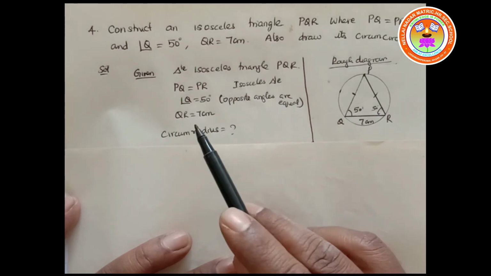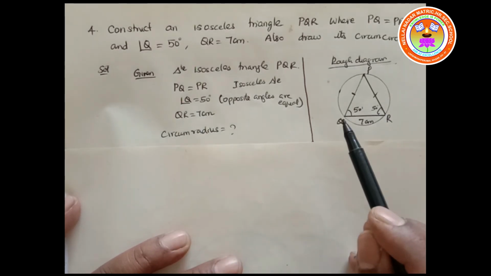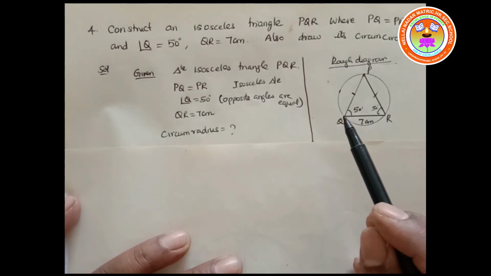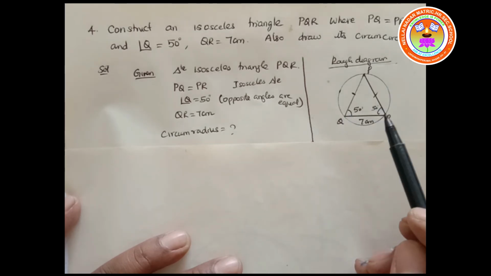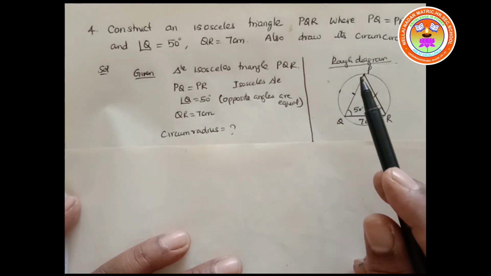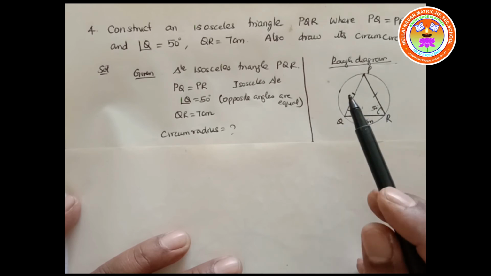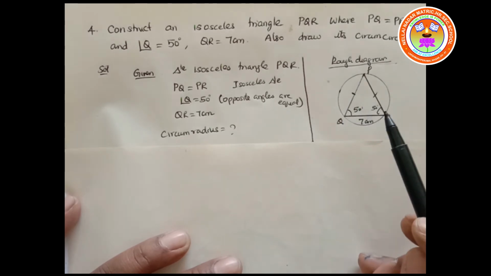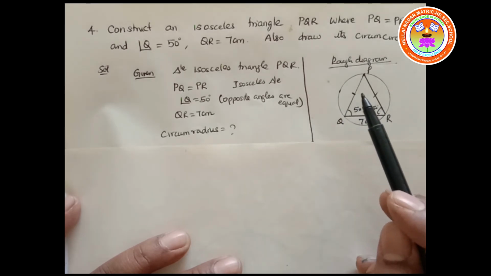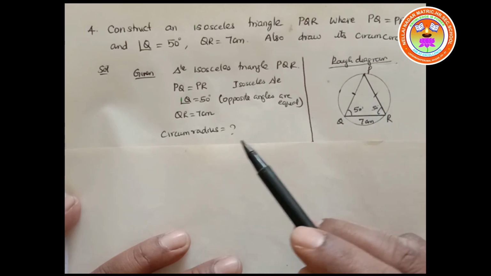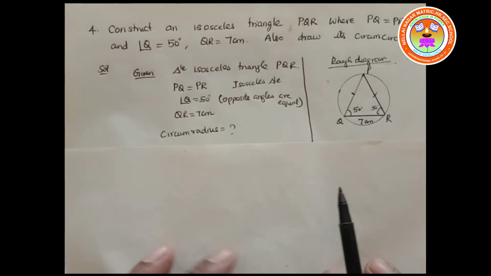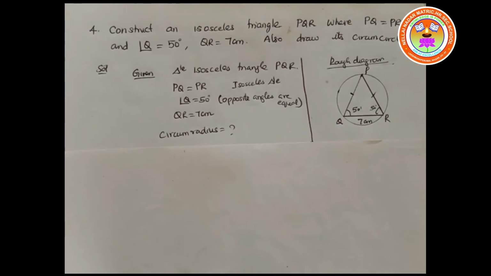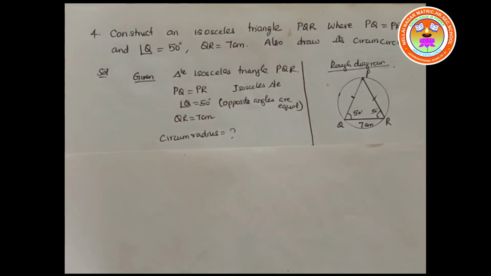So I'm going to take QR as a base. Draw QR equal to 7 centimeter. Then angle Q equal to 50 degree and angle R equal to 50 degree. Both lines intersect at point P. Now PQ and PR are equal, as given. Now you are going to find the circumradius for this. It's clear, children? Now we can draw the fair diagram.